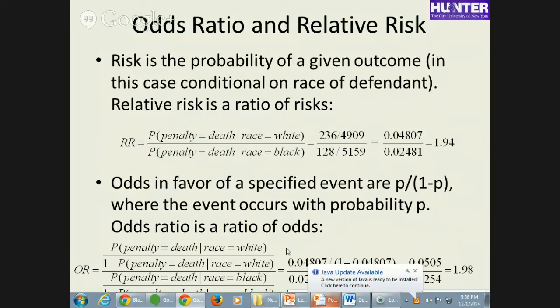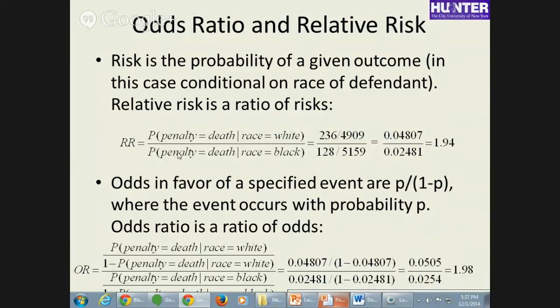Times as likely. No, but that would be the risk ratio. Yeah. So what you were getting at was the risk ratio, the way you would read that. I'd love it if you could say that in a sentence without saying the odds ratio. Right. So the odds of a white defendant receiving the death penalty are 1.98 times the odds of a black defendant receiving the death penalty. But it's hard to say it without saying odds, because odds takes some definition to say what it means.